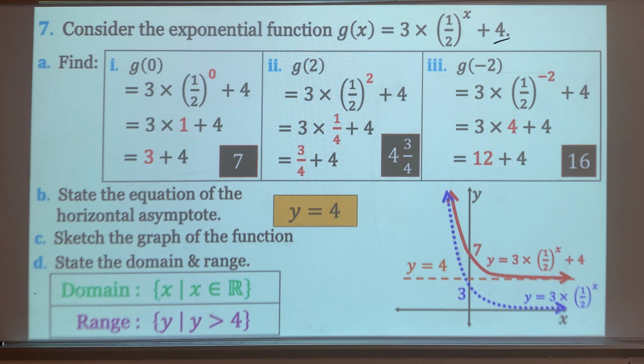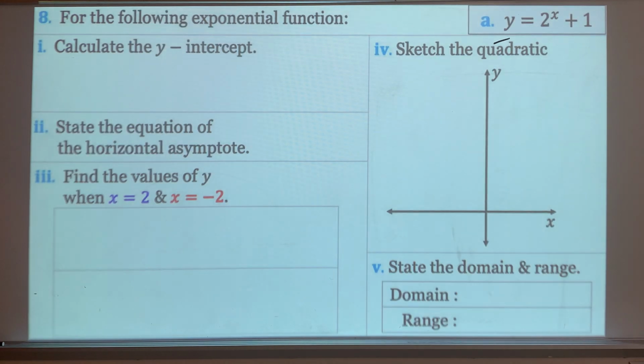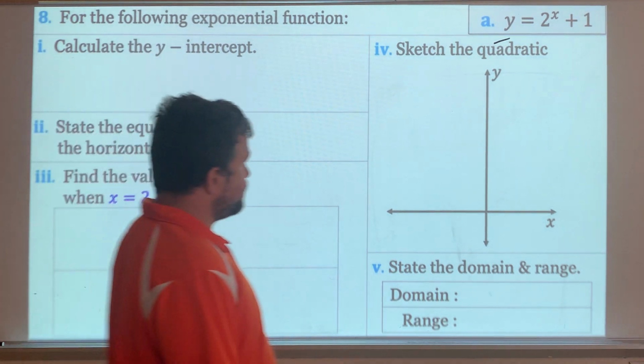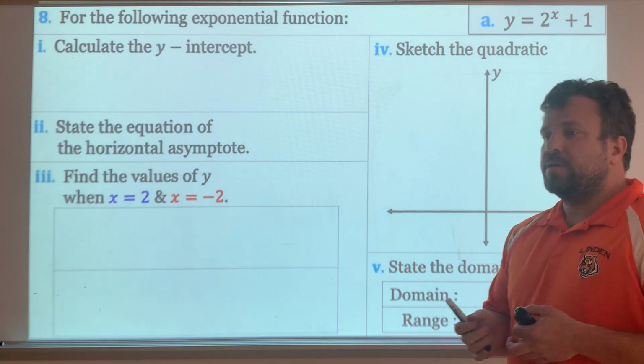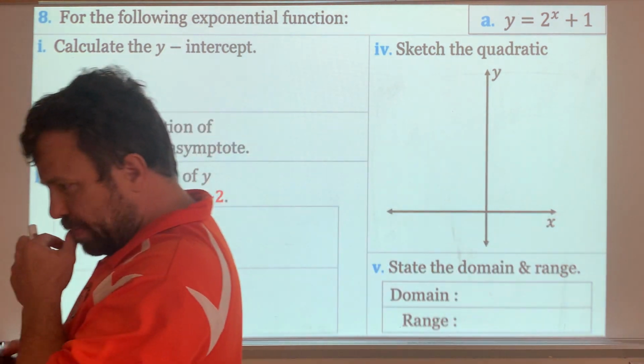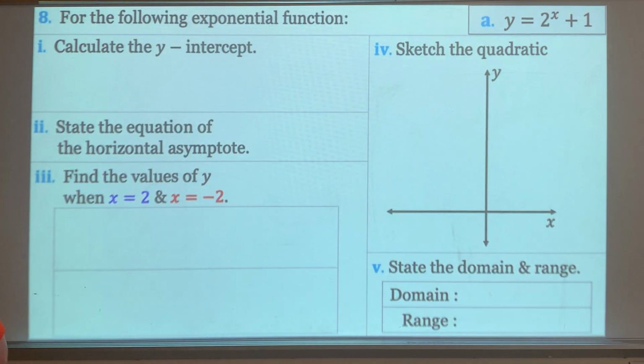Want to go more advanced? Nice. Let's go. For the following exponential function, calculate the y-intercept. Now we're going to do real problems. So calculate the y-intercept. All right, you should have done that by now.